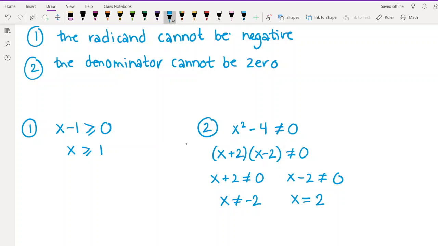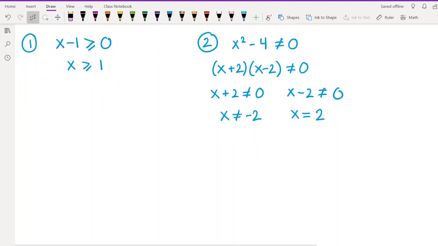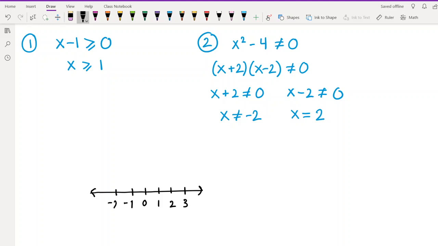Okay, so now let's take both of these pieces of information and graph them on a number line and see how everything fits together. We don't need too many numbers on here, but I'll just put a couple. All right, so let's start with the first one. The first one tells us that x is greater than or equal to 1. And so that means that we're going to put a closed circle on 1 and shade to the right of 1.